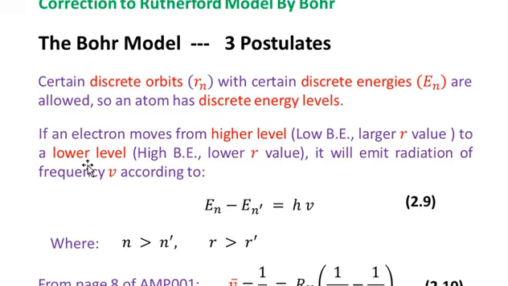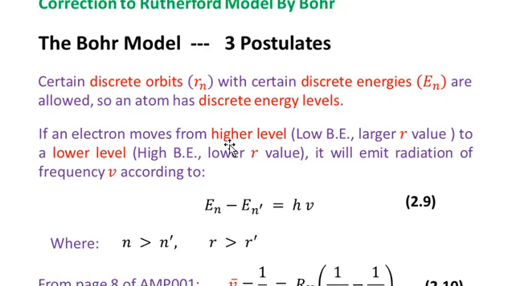The second postulate is if an electron moves from a higher level, that means the level which is away from the nucleus, having low binding energy, that is a larger R value, to a lower level, the level closer to the nucleus, then when the electron is in an orbit closer to the nucleus, it will have a higher binding energy, at a lower value of R. So at a larger value of R, the binding energy will be smaller, and for a lower value of R, the binding energy will be larger.